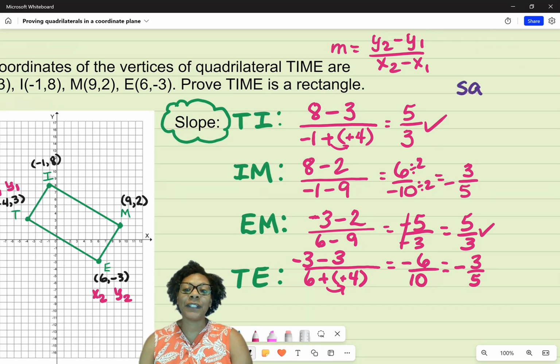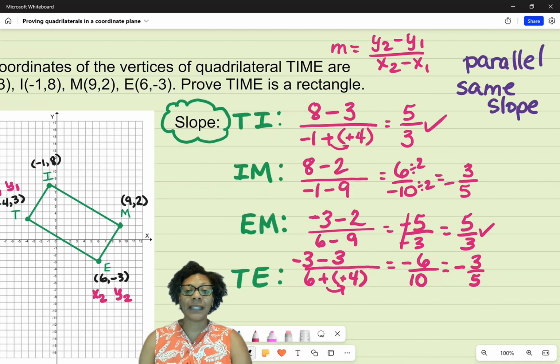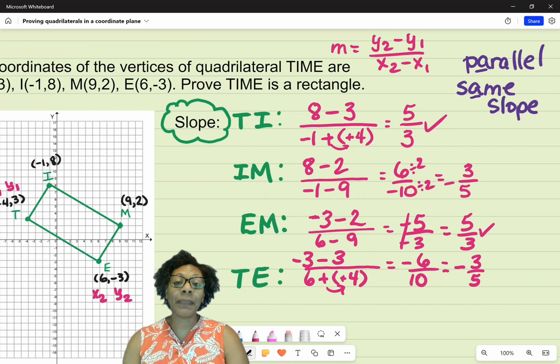What I'm doing is trying to show you how to remember. Parallel has an A, and so does the word same. So I'll notice that opposite sides in this shape that's shown on this coordinate plane are in fact parallel, because opposite sides have the same slope.